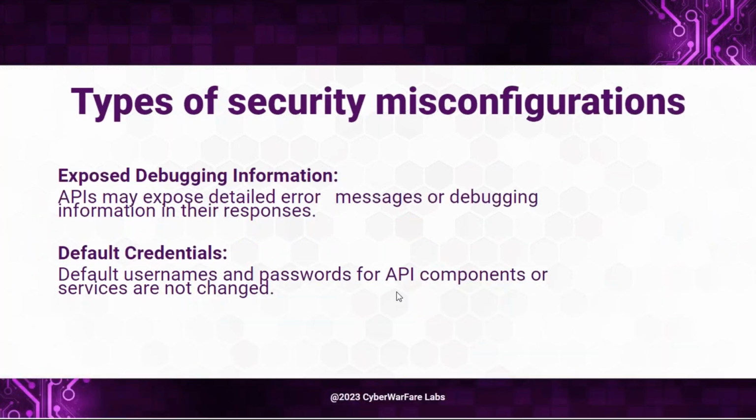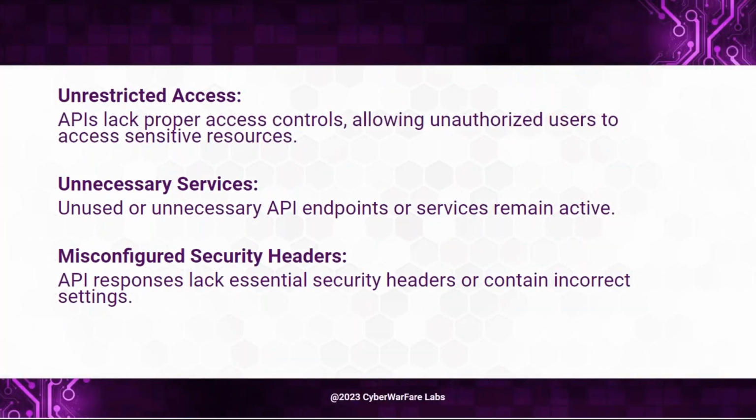There are types of misconfigurations. One is exposed debugging information, default credentials and unrestricted access, and unnecessary services that are not turned off. Misconfigured security headers, as discussed in our diagram.